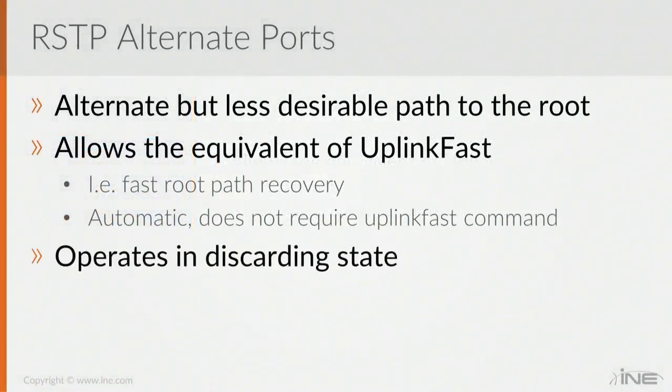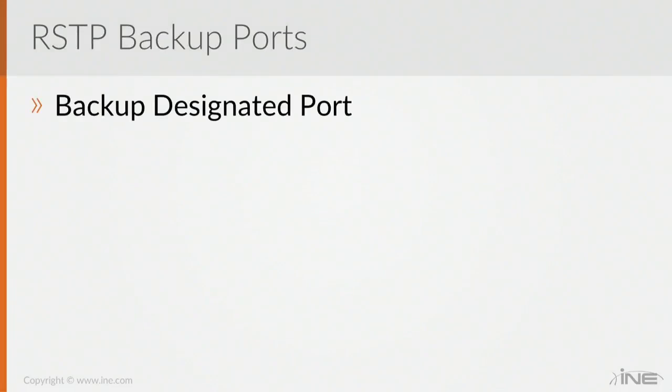Okay, so the alternate port is in the discarding state. Basically, it's dropping traffic. It's a blocked port. The backup port is a backup designated port, which is kind of a strange situation.